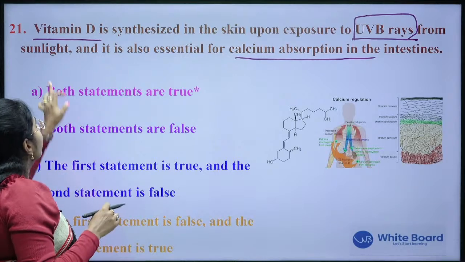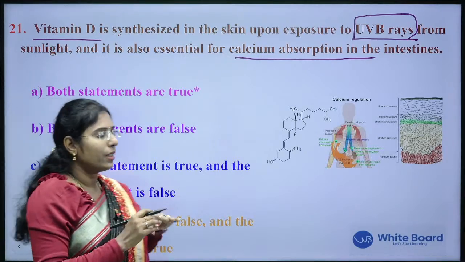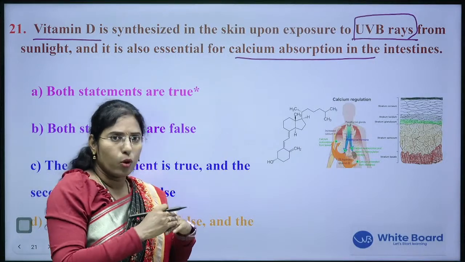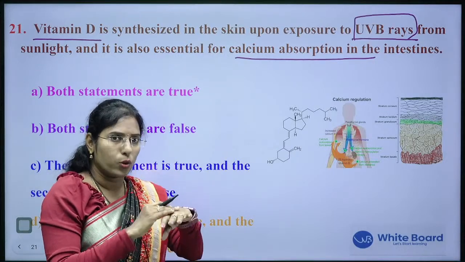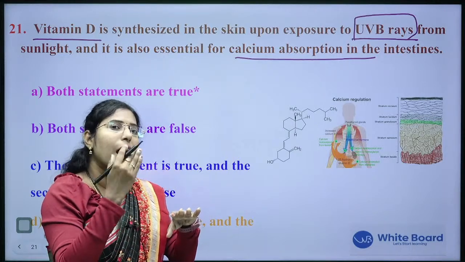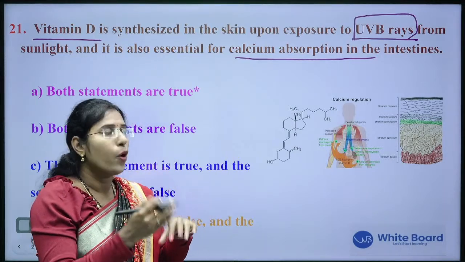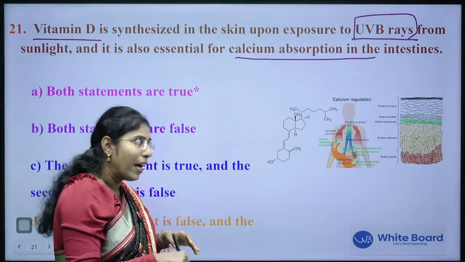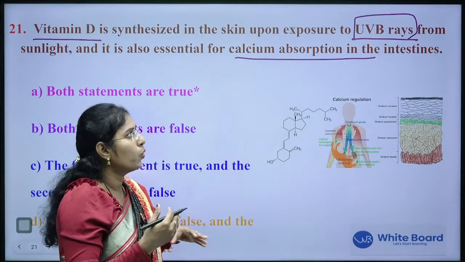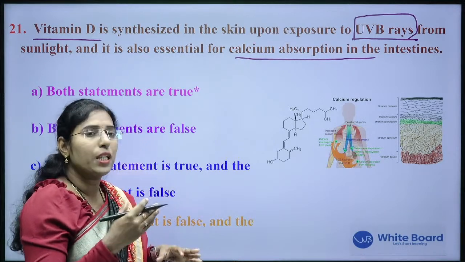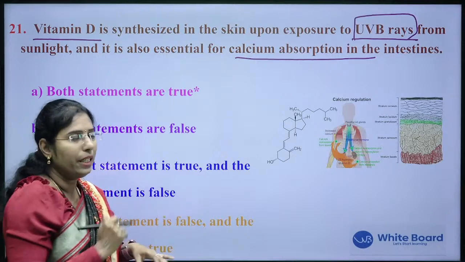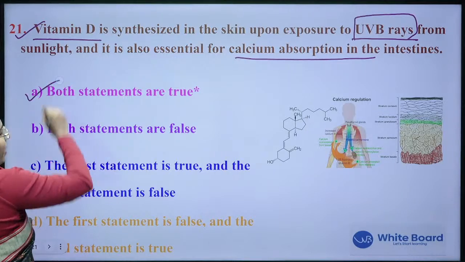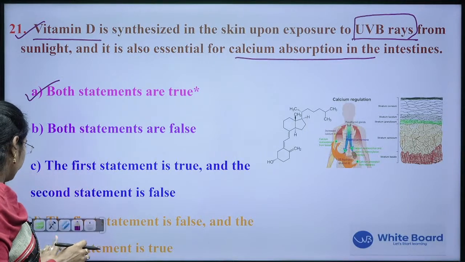Yes, both are true. See here, vitamin D is generally synthesized upon exposure to UVB rays. So, ergosterol and 7-dehydrocholesterol, whatever is present in the skin, will be converted into vitamin D3 upon exposure to UVB rays, ultraviolet B rays. And that vitamin D3 acts as a hormone which helps in absorption of calcium from the intestine. Therefore, both the statements are true. So, here option A is the correct answer.